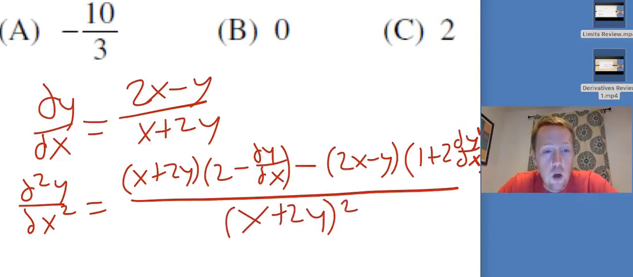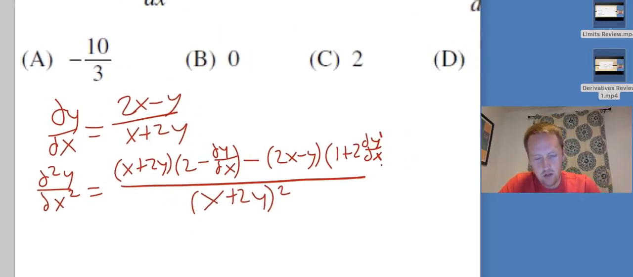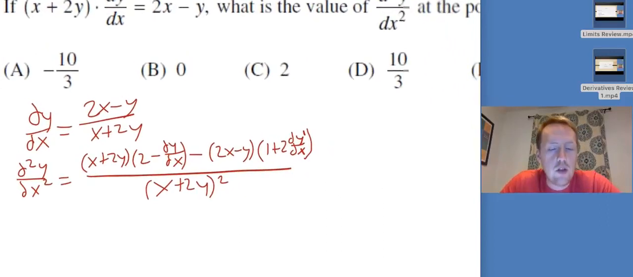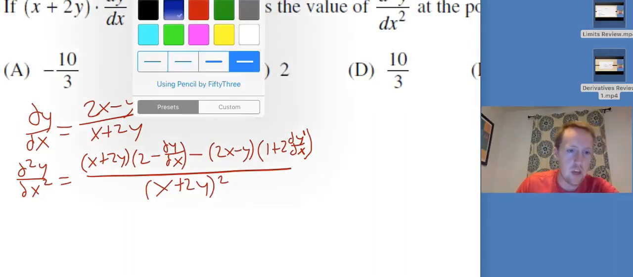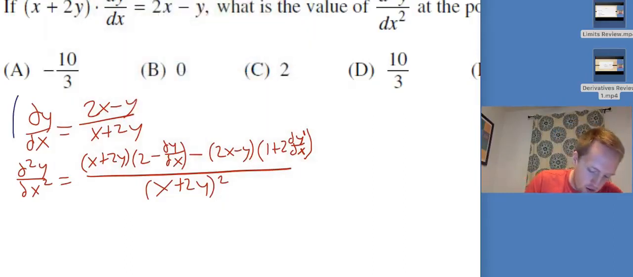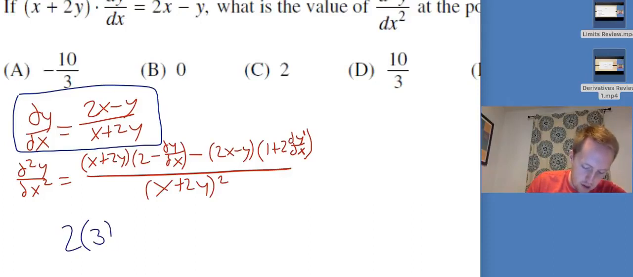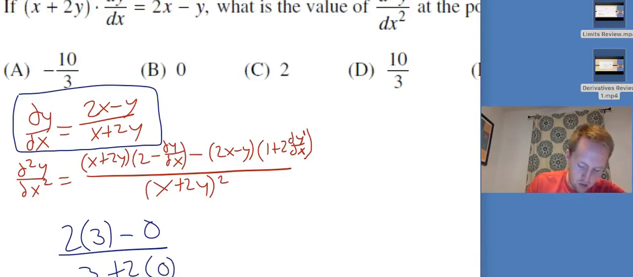Okay, so all I have to do now, which sounds like, oh, that's all you got to do? I need to plug in the point. They gave me the point 3, 0. But wait, I don't know what dy dx is here. Good news. You do know dy dx. It's right here. Plug in the point 3, 0 to that, and you'll know what to plug in for dy dx. So this is 2 times 3 minus 0 over 3 plus 2 times 0. That's 6 over 3. That's 2. So that's dy dx at this point.